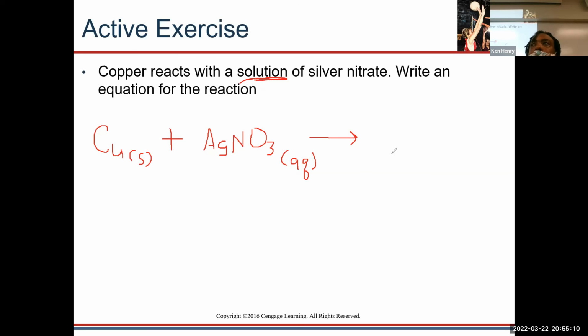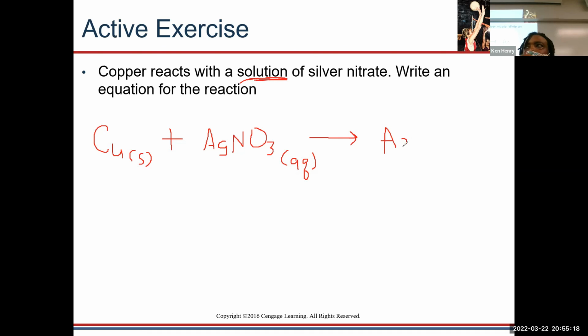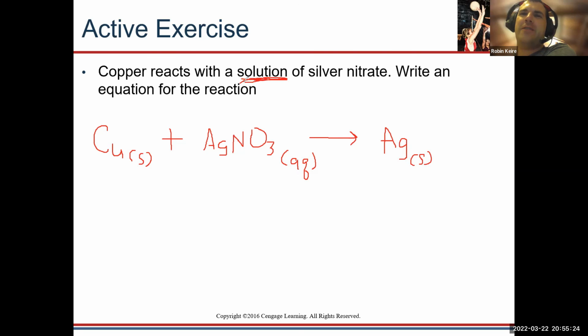Okay, so what am I going to get as my product? So I'm going to switch, so I'm going to get Ag by itself. Wait, how did you know it was a solution? Because it told us it's a solution. Oh, okay. I said photography because silver nitrate's used, I think, to develop film. Yep.